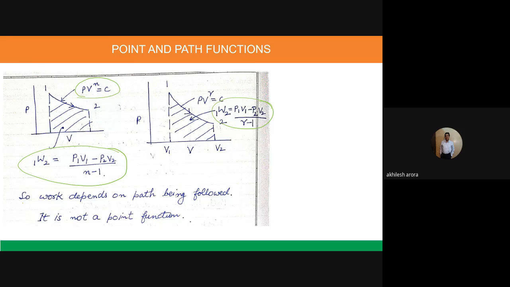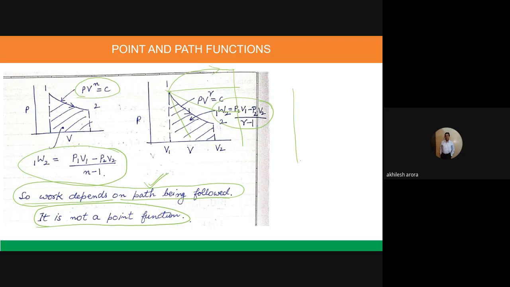So the important information that we get from here is that work depends on the path being followed. It is not a point function. Now, what is a point function? That I will tell you. But the important point is work depends upon the path being followed. The direction means what is the area under that path? It depends upon that. Once the path changes, the work will change. You go like this, the work will change. You go like this, the work will change. But it is equal to the area under the curve.